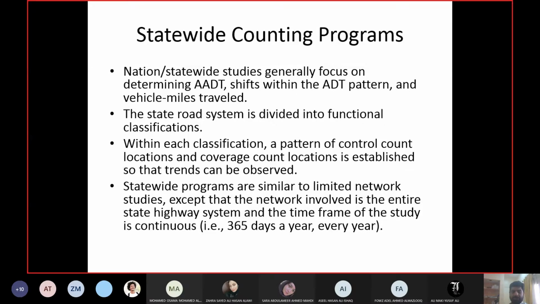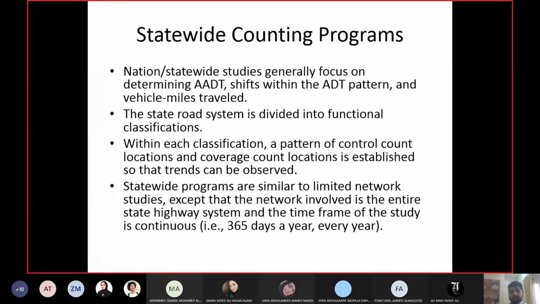You can consider the whole country as one network, okay. So statewide counting programs are conducted by the national organizations, the transportation authorities, ministries. Their purpose is to find out AADT. What do we mean by AADT? Average annual daily traffic.